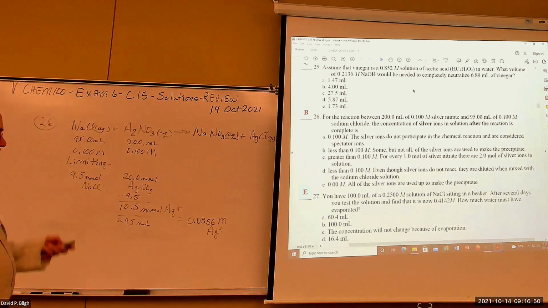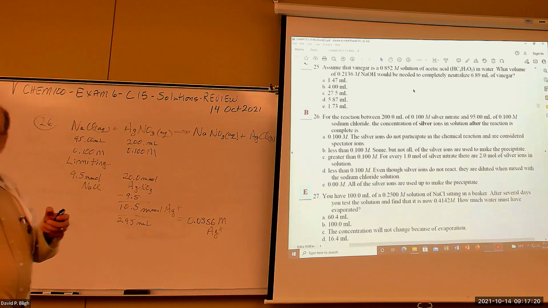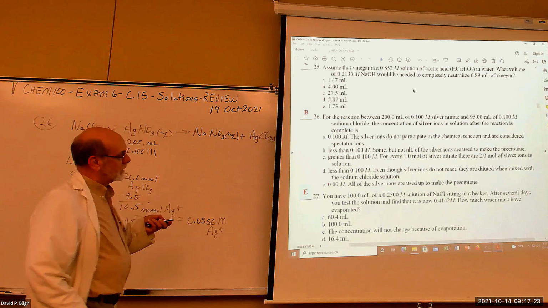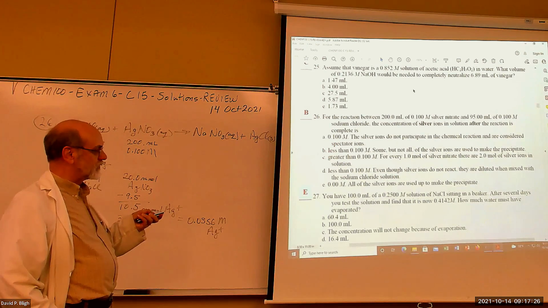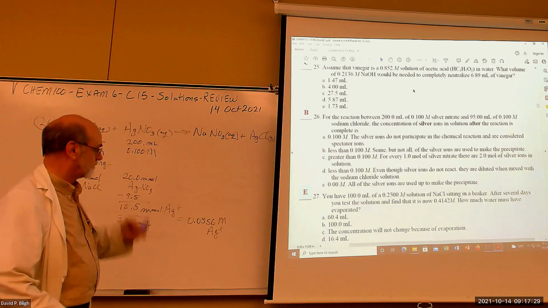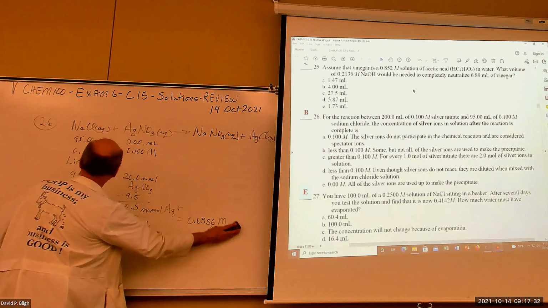Now we can answer the question. Less than 0.1 molar silver ion concentration. That's true. This is also true. Less than 0.1 molar. The rest of them are not true. But how about the rest of the statement? Some but not all of the silver ions are used to make the precipitate. That's true. Even though silver ions do not react, they are diluted. Okay, that's false. Silver ions do react. Right, so B has to be the correct answer. All right, that was 26.